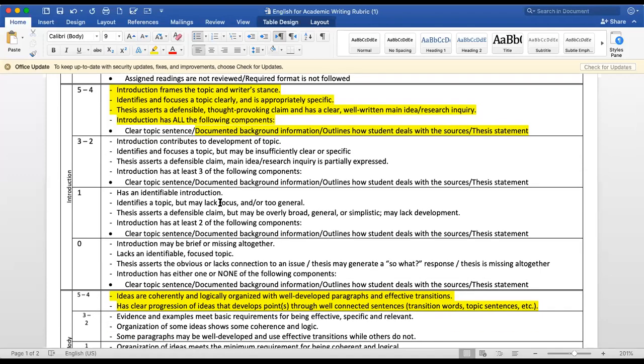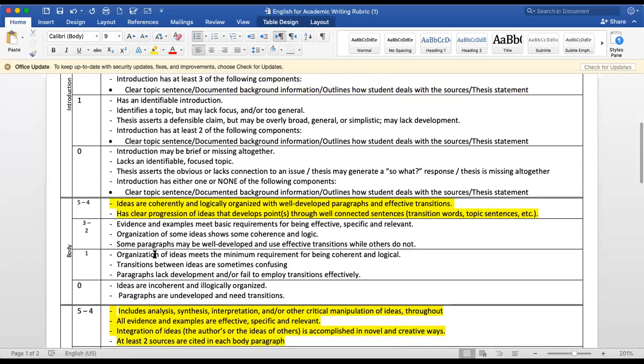Okay? After I look at your introduction, I look at your body paragraphs. When we remember the essay that we were just reading, when I was grading this essay, I had a problem because there were 2 body paragraphs that were very good and 2 body paragraphs that were weak. So, of course, I cannot give her a high grade because there are body paragraphs that are weak. So try to make sure that all your body paragraphs have ideas that are coherently and logically organized with well-developed paragraphs and effective transitions. You have clear progression of ideas that develops points through well-connected sentences.